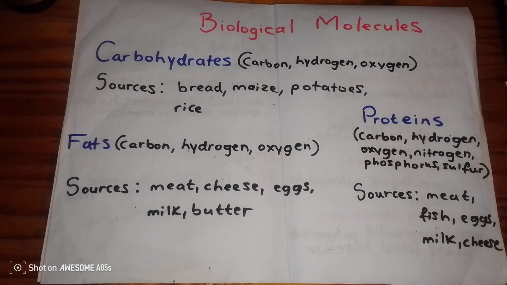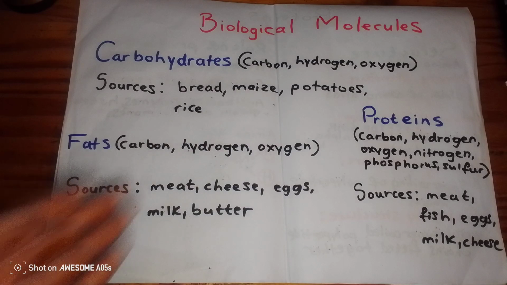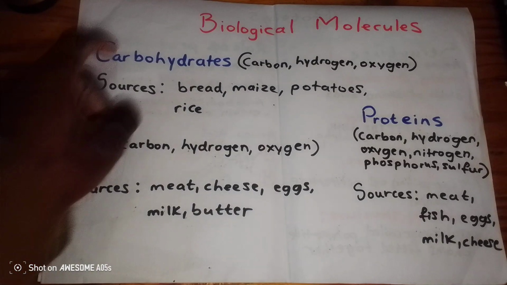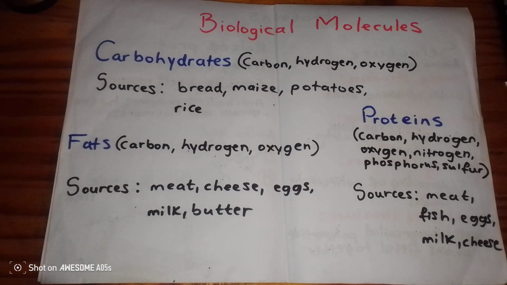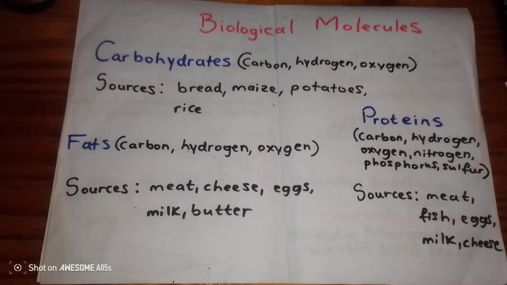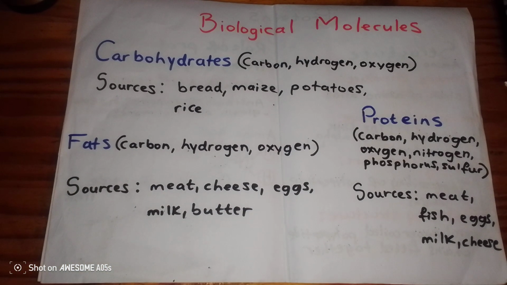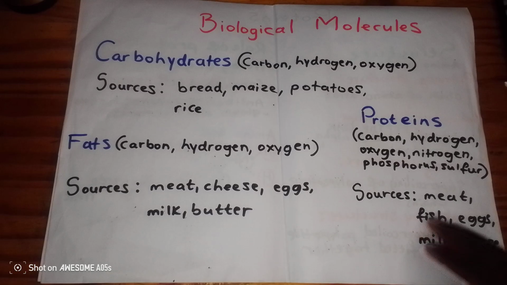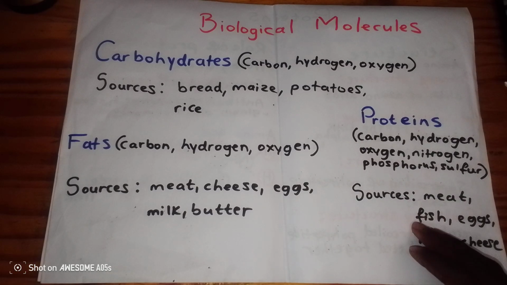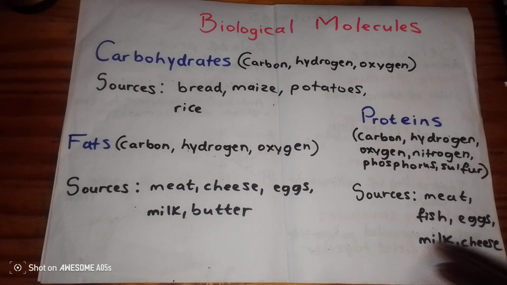So, what sources of carbohydrates do we have? We have bread, we have maize, potatoes, and rice. You must know these. Sources of fats, we have meat, cheese, eggs, milk, butter. Perfect. Proteins, we have meat, fish, well, red meat specifically, okay? Fish, eggs, milk, and cheese. So those are our biological molecules.